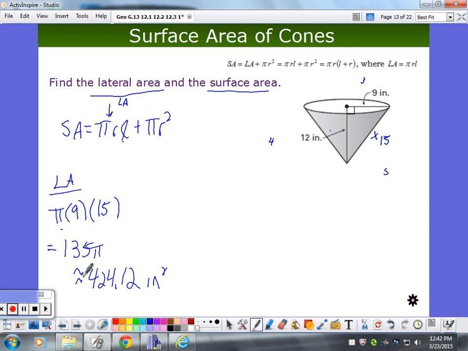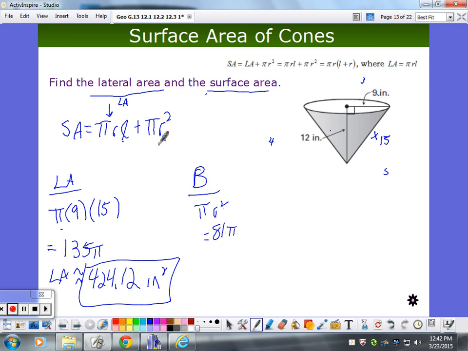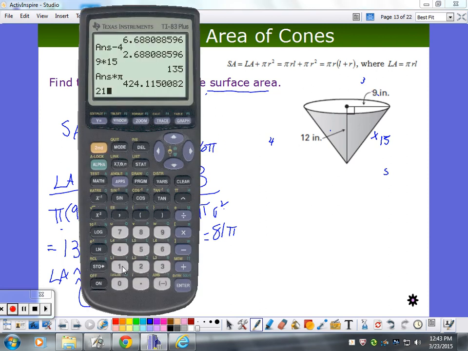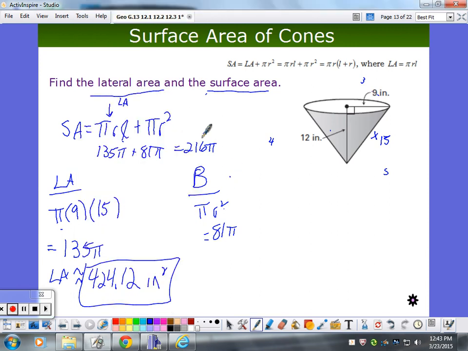So this is the answer to part one of the question. That's lateral area. Now to find the surface area, I have to find b, which is pi r squared, which is 81 pi, because r is 9. So the whole thing is going to be 135 pi plus 81 pi. 135 plus 81 is 216, I think. And I don't know what that is. So I have to say 216 times pi to approximately 678.58 square inches surface area. Lateral area, surface area.